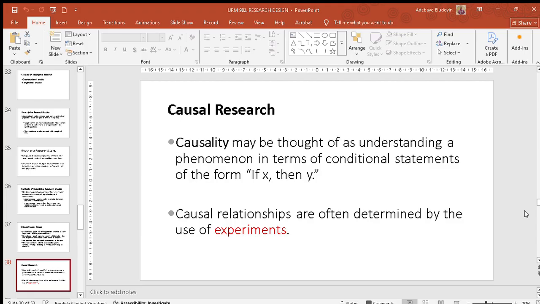So I've mentioned descriptive research, and I've mentioned research design, and I've mentioned exploratory research design. So I want to ask if there are questions before we continue to another type of research design. Do we have questions, please?